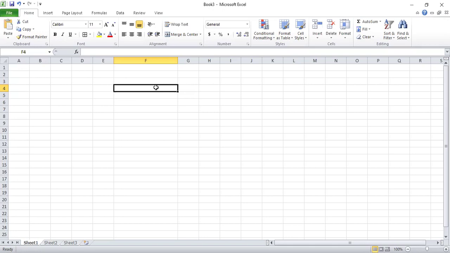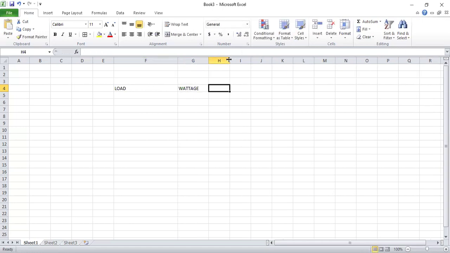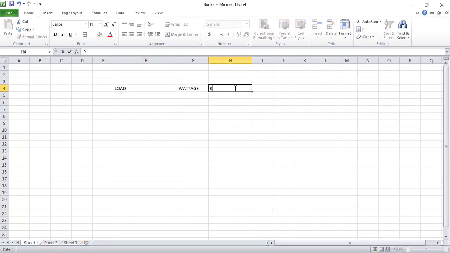Now, let's take, for example, that we went for a survey at a customer's premises that needs an inverter system to be installed. He has loads, and we are going to simulate loads here. The first column, I'll call it load. The second column, wattage of the load. The third column, runtime in hours. Good, so this is my header.